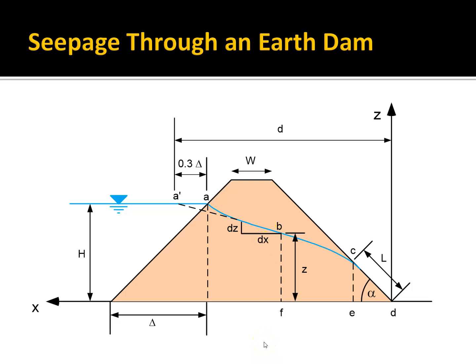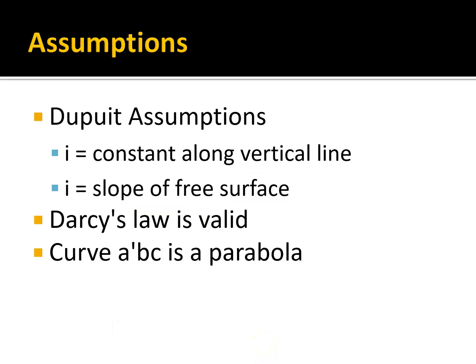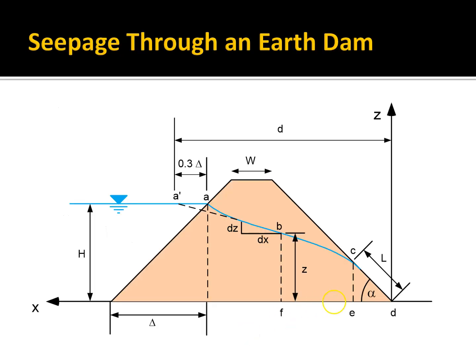So we're going to assume the Dupuit assumptions. I is constant along a vertical line. I, the hydraulic gradient, is equal to the slope of the free surface. Darcy's law is valid, and then curve A prime BC is a parabola. What does that mean? So this blue line down to here, and then all the way back to A prime, that's in the shape of a parabola. That's one of the assumptions we make.